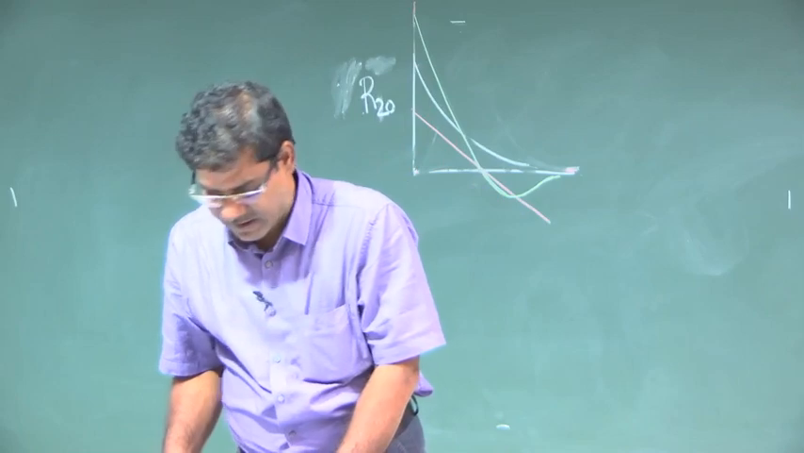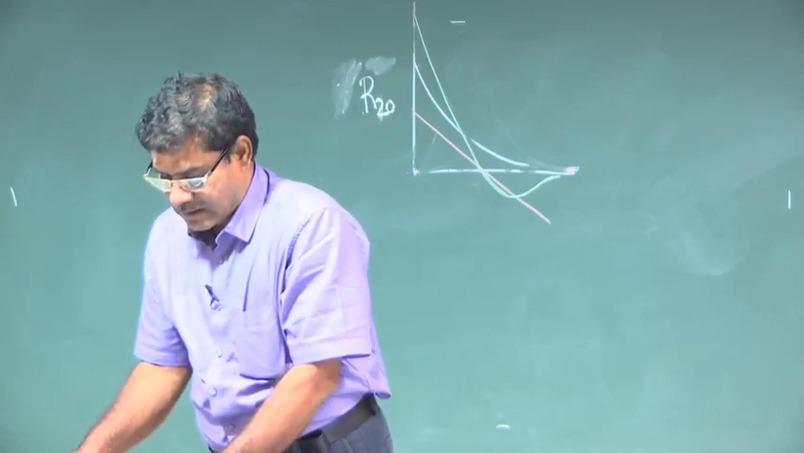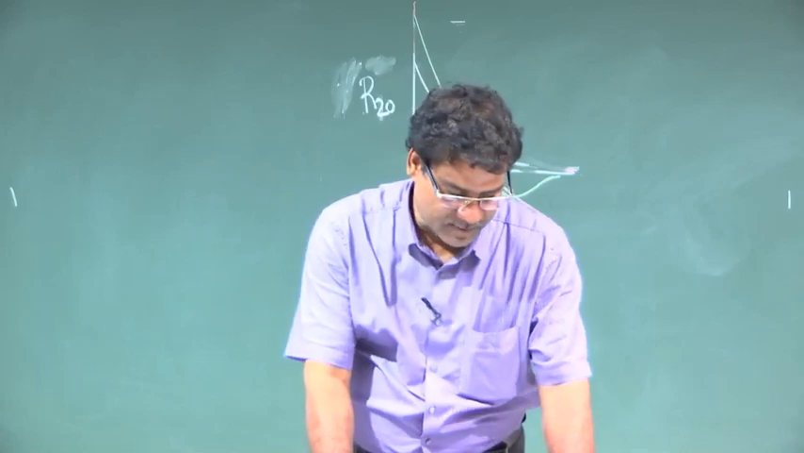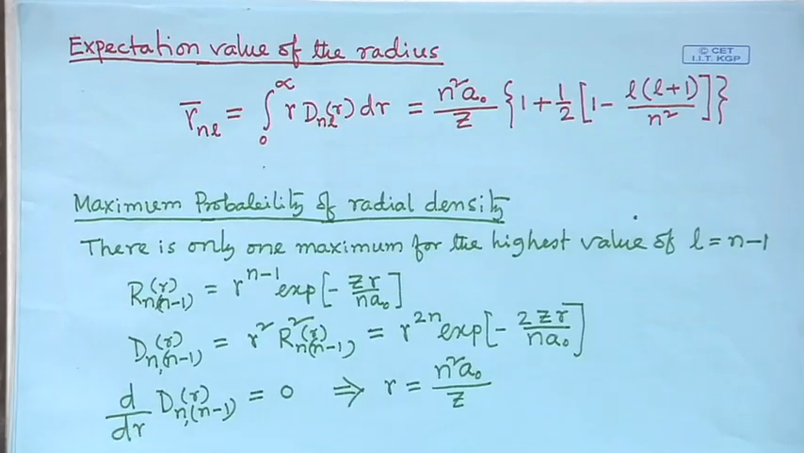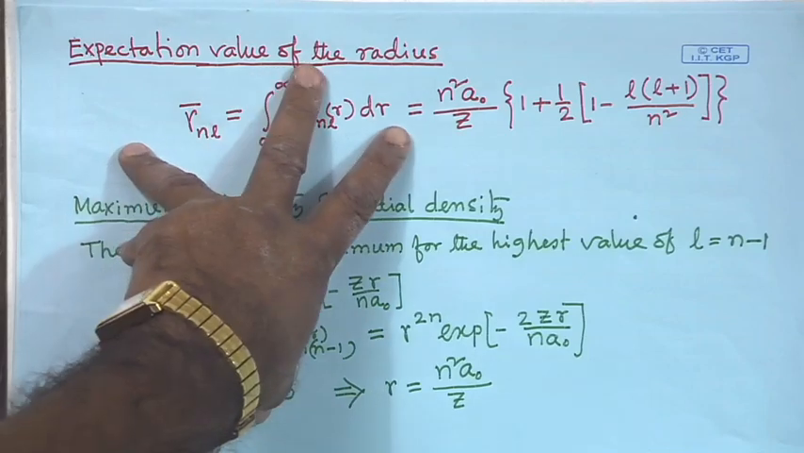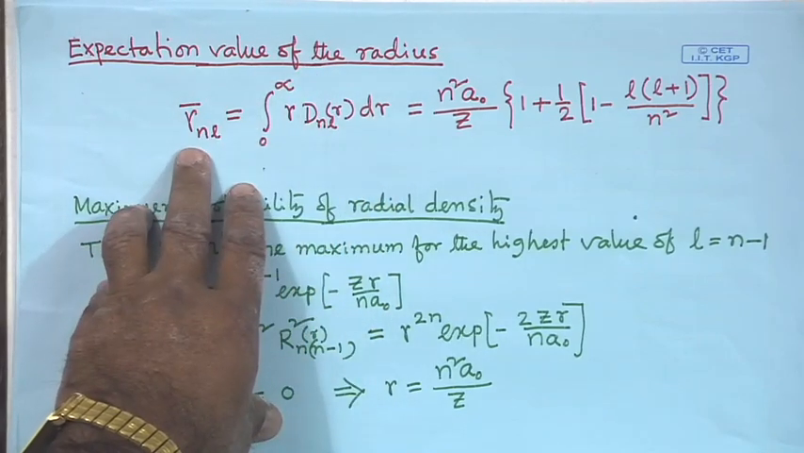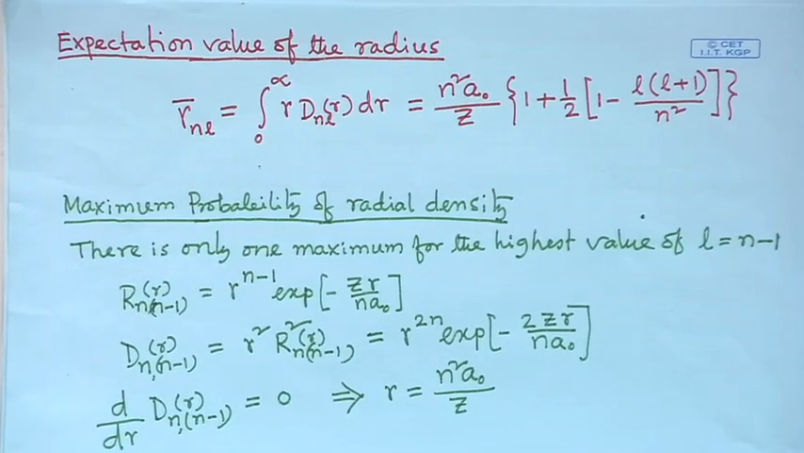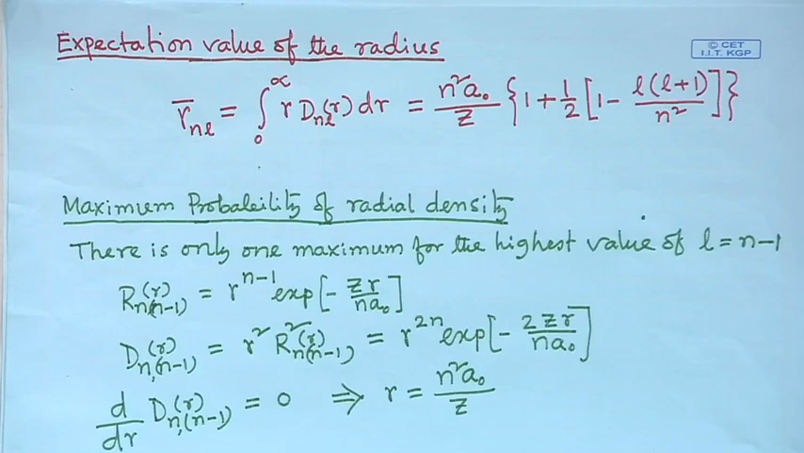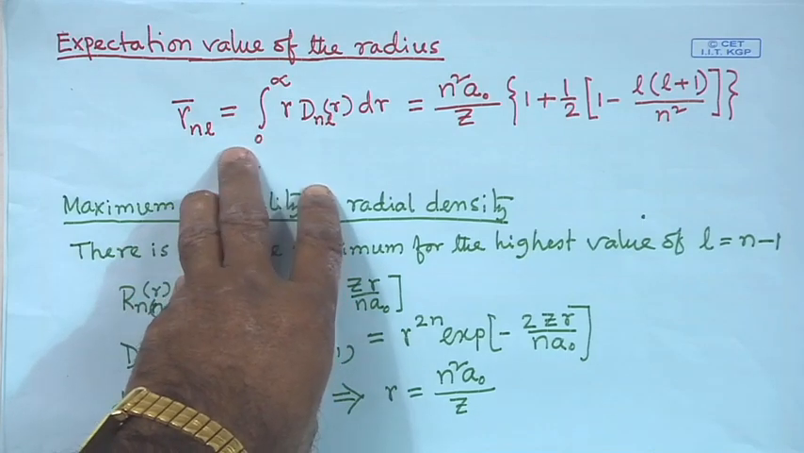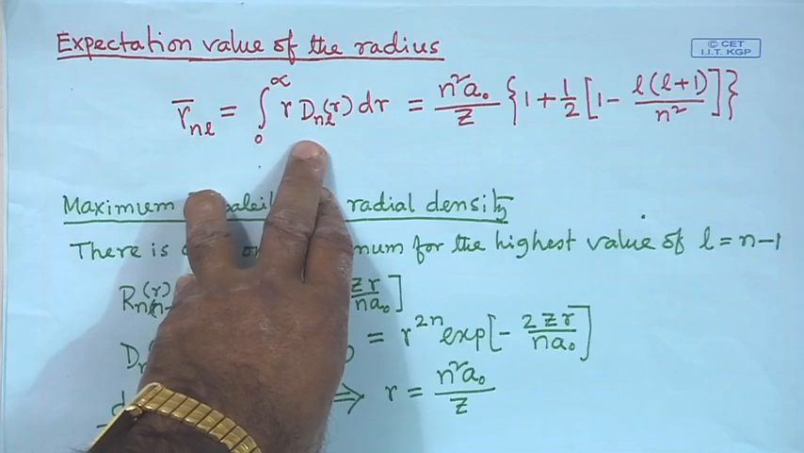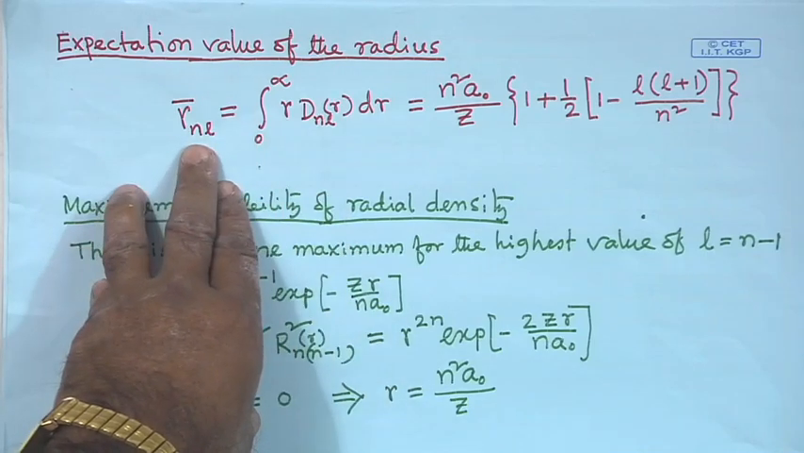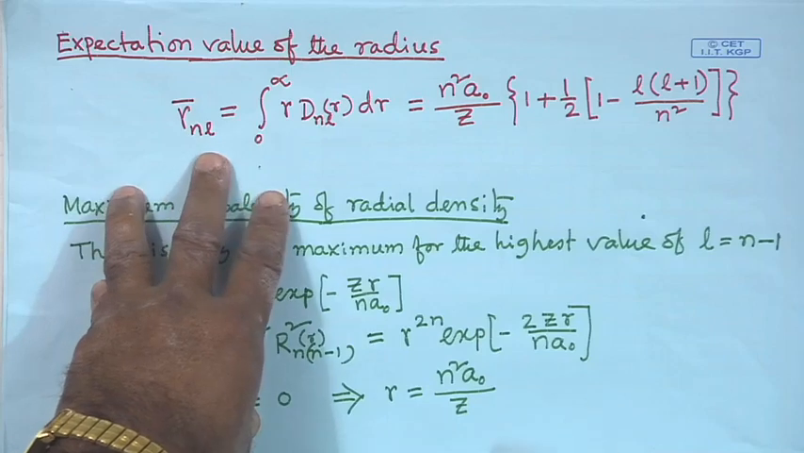These are very important information. Also, one can find out the expectation value of the radius. How to find it out? For position, we take psi star r psi, and then integrate over the range, if it is normalized. Then you will get the expectation value of the position, or in this case the radius.